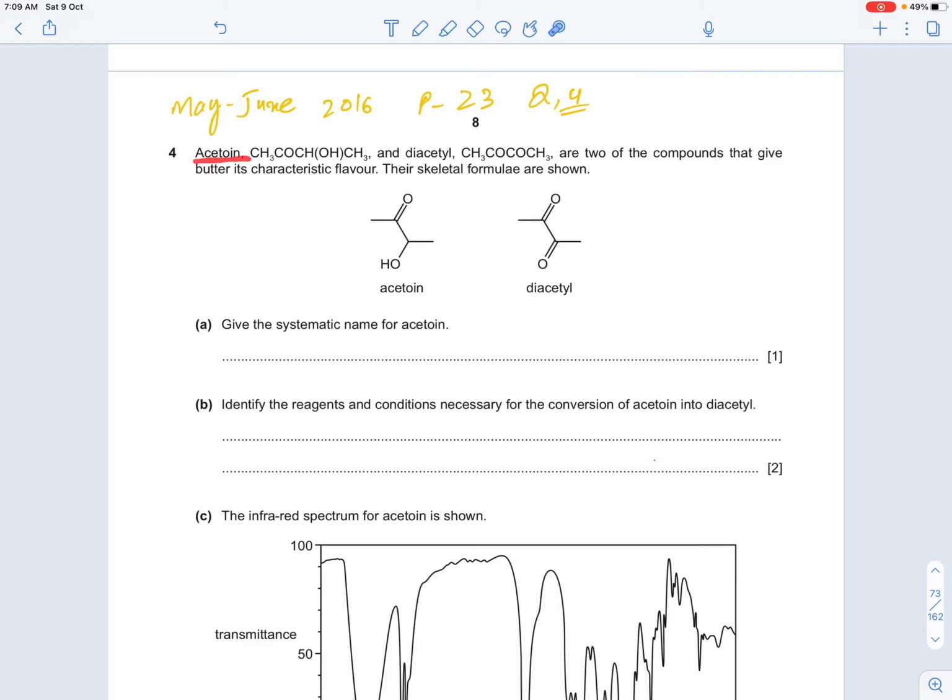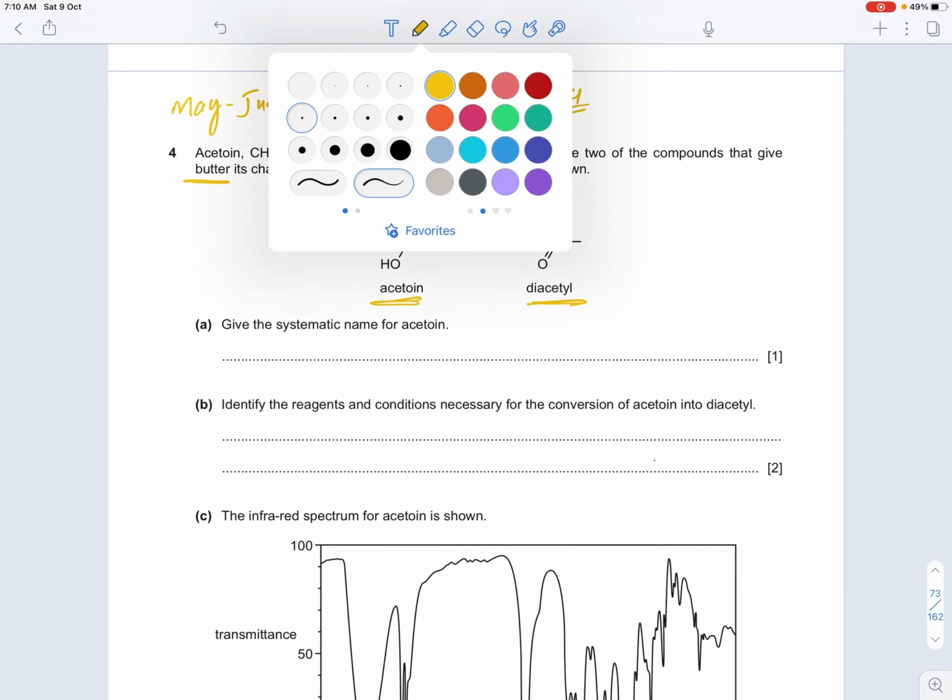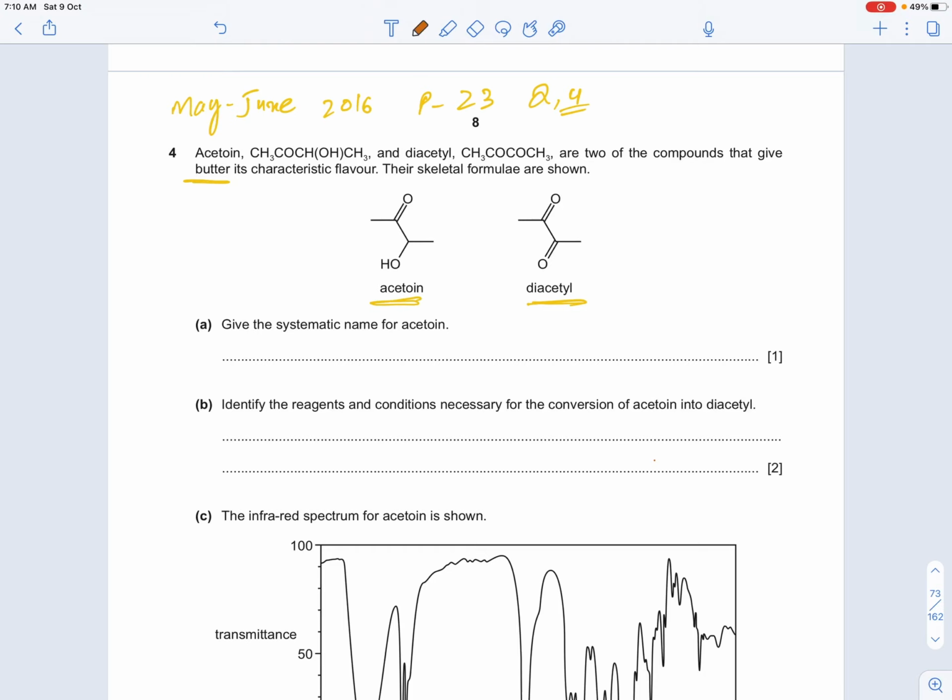So we have acetoin and diacetyl. They are two compounds that give butter its characteristic flavor. Their skeletal formulas are shown. So basically we have two compounds, acetoin and diacetyl, and these two compounds are present in butter and their skeletal formulas are shown. Alright, now the first part is give the systematic name for acetoin.